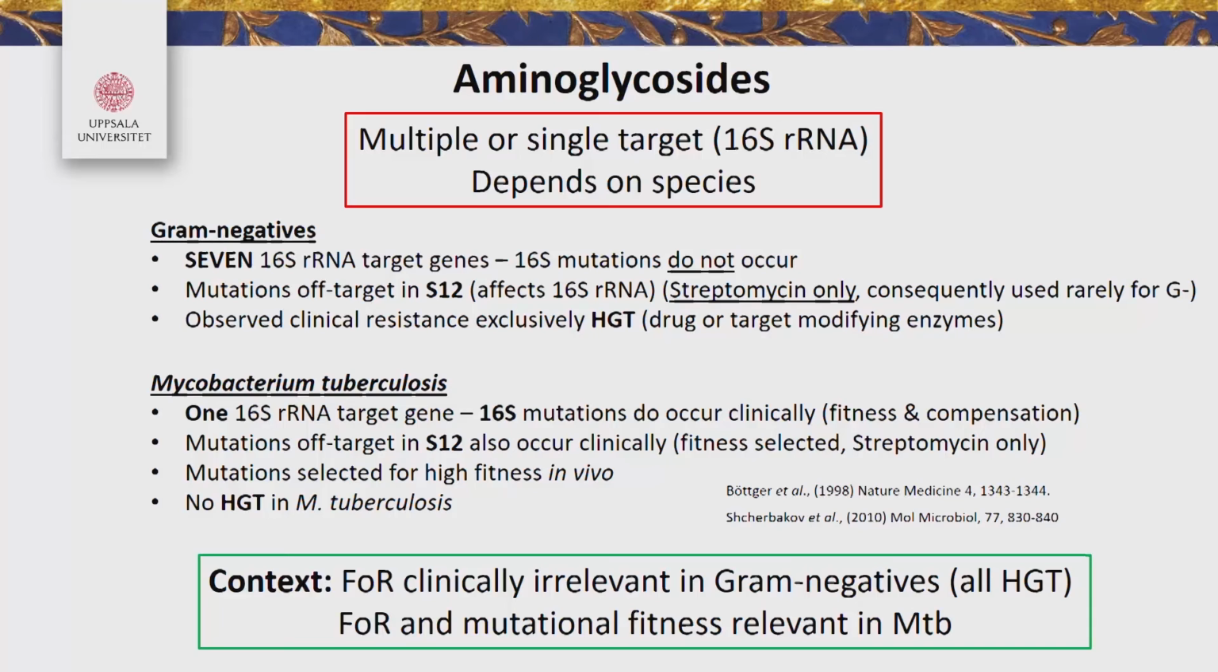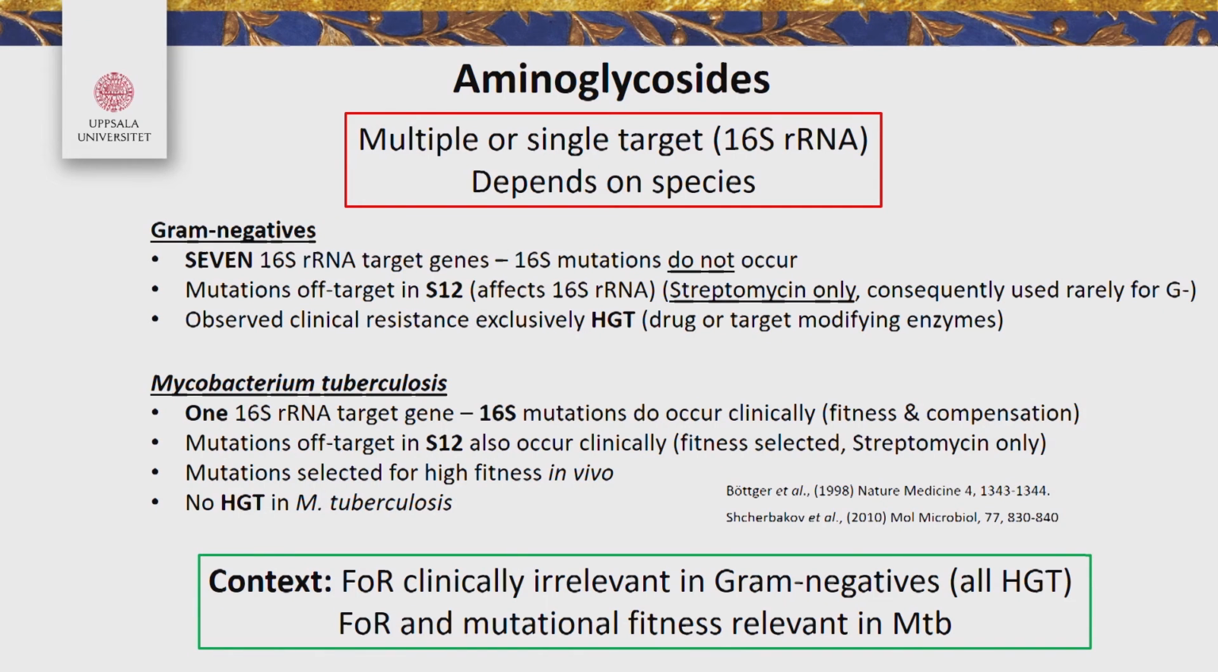However, with MTB, what you find is that there's only one 16S ribosomal RNA gene, meaning that you do pick up mutations in the ribosomal RNA gene. And similar to the case with rifampicin and fusidic acid, the high fitness ones are then compensated for, meaning that all of the mutations that you see, whether they started off with a high fitness mutation or not, eventually end up high fitness with high resistance. And there's no horizontal gene transfer in MTB.